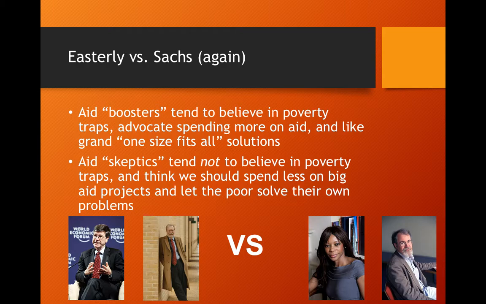So this idea of poverty traps has been picked up by the aid community. So aid boosters like Jeffrey Sachs think that there are poverty traps. They're big believers in poverty traps, and they use the idea of poverty traps to advocate big pushes, spending more on aid to get people out of the trap. Whereas aid skeptics tend not to believe in poverty traps and think that because there aren't poverty traps, people can help themselves, and we should simply leave them to do that. We should simply let them help themselves.